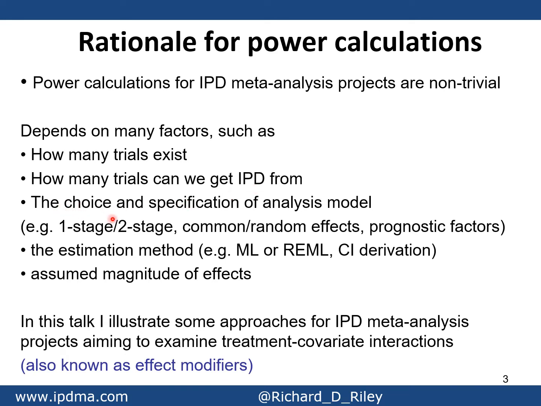We need to think about the choice and the specification of our analysis model, because sometimes the type of analysis, and I talk in my other IPD meta-analysis videos about 1-stage and 2-stage, that sometimes can have an impact, as can the choice of assumptions, such as whether you assume common or random effects, such as for treatment, whether we're going to include or adjust for prognostic factors, and so forth. There's a myriad of options that we need to be very transparent about when working out a power calculation.